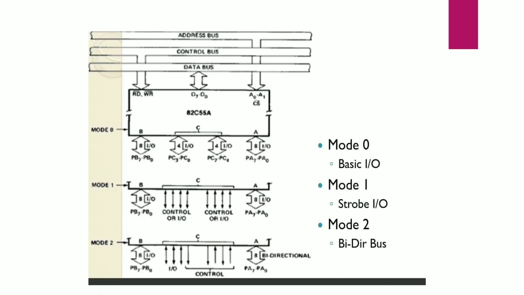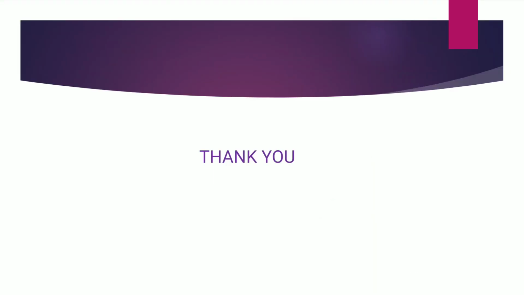This is the internal diagram of mode 0, mode 1 and mode 2. Mode 0 is called basic IO mode, mode 1 is strobed IO mode and mode 2 is called strobed bidirectional IO mode. Thank you.